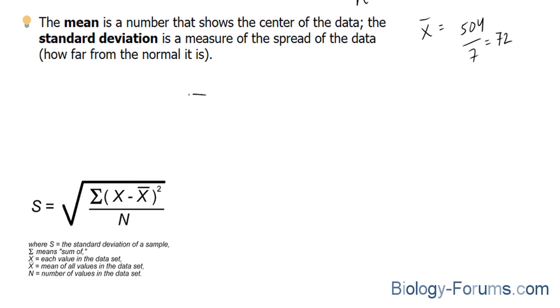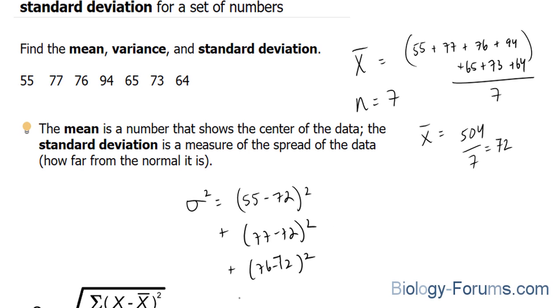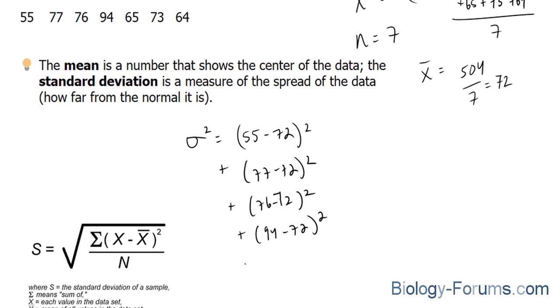The symbol for variance is this Greek letter. And what we'll do is we'll take each of our data points, 55 minus the average which we just found, to the power of 2, plus 77 minus 72 to the power of 2, plus 76 minus 72 to the power of 2, 94 minus 72 to the power of 2, 65 minus 72 to the power of 2, and you get what I mean here, and lastly 64 minus 72 to the power of 2. The answer we get will be then divided by n.